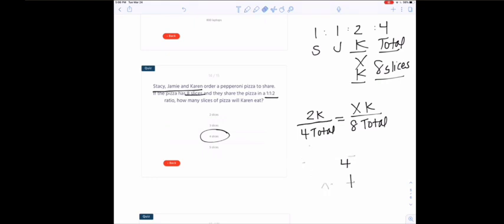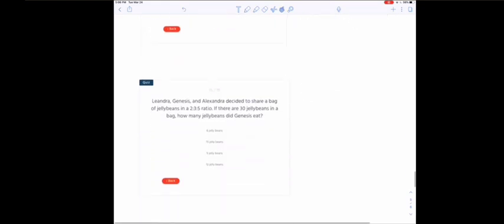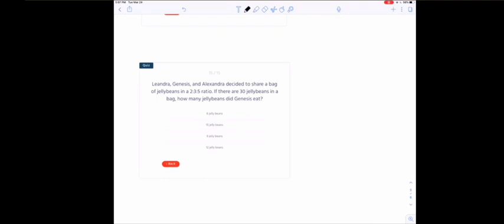Okay, so that was easy math. I hope you got it. When you're ready, let's do number 15. 15 is very similar to number 14, so I want you to give this one a try. So just hit pause and try it out. When you're ready, I'll show you how to do it.